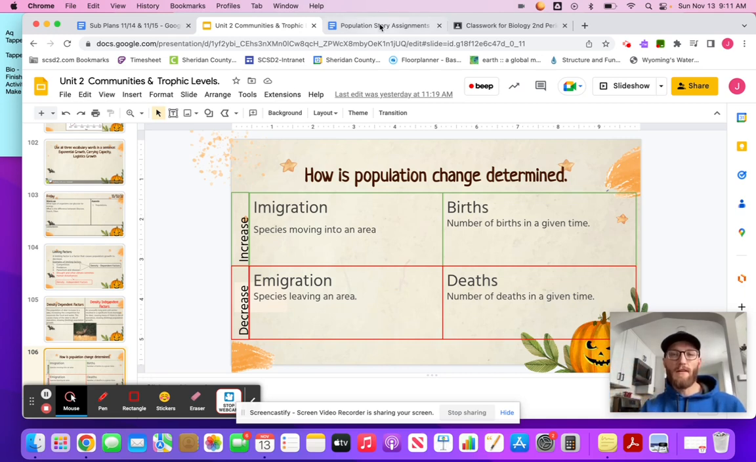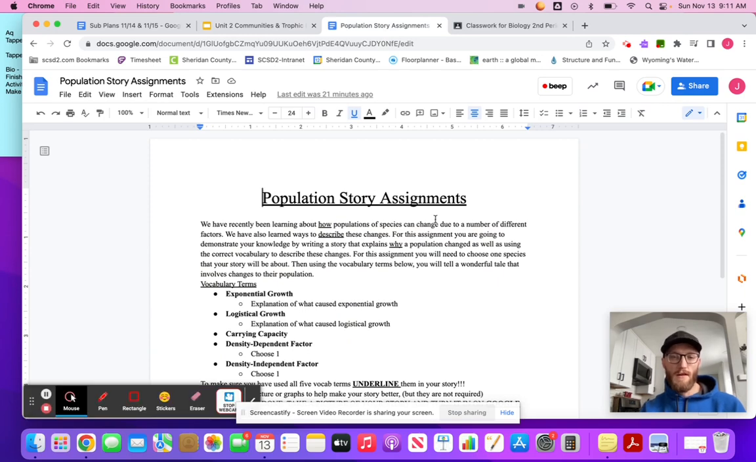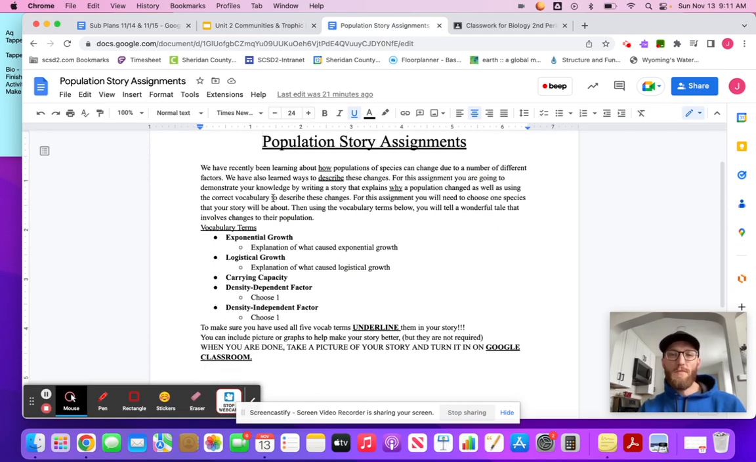So now let's real quick look at our population story assignment. So basically what you guys are going to do is you're going to choose an organism and you're going to write a story about it. It could be a happy story like Bambi. It could be a sad story. Don't write too many sad stories. I'm emotionally fragile. But basically you are going to explain how this population or this organism or species has experienced population change. Okay, and to do that, we want to use our vocab words that we just learned about.